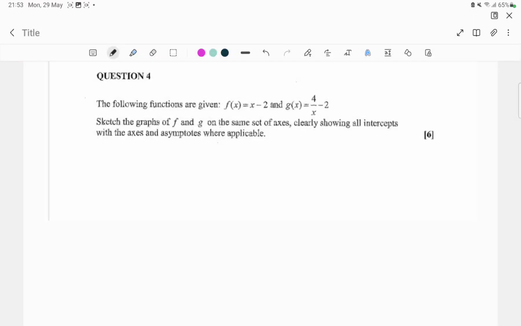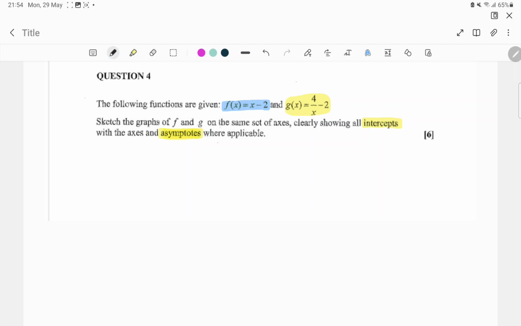Right, welcome back. So let's quickly look at this question from another past exam paper. It is question 4 and it says the following functions are given. f of x is equal to x minus 2, and g of x is 4 over x minus 2. Now we're asking you to sketch the graphs of f and g on the same axis, clearly showing all intercepts as well as the asymptotes.